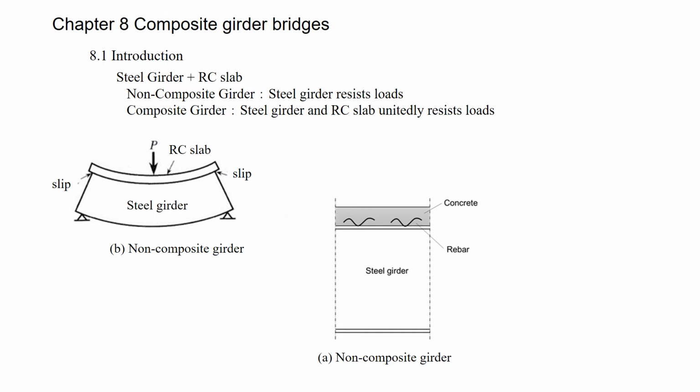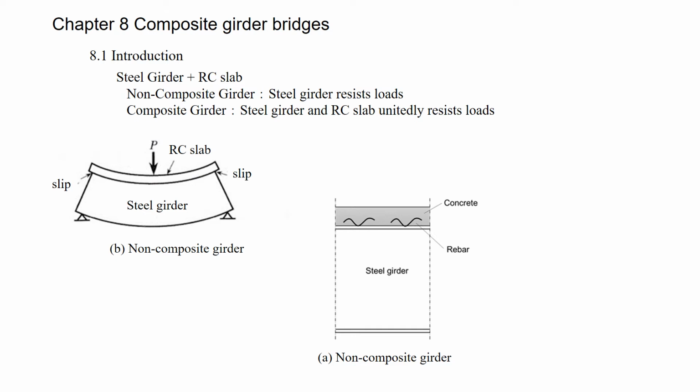When the RC slab is used as a deck of the plate girder bridge, it is connected to the girder with steel bars welded to the upper flange to prevent falling off from the slab, as shown in A. As the rebar is not strong enough to resist the shear force between the girder and the slab, a slip occurs as shown in B.